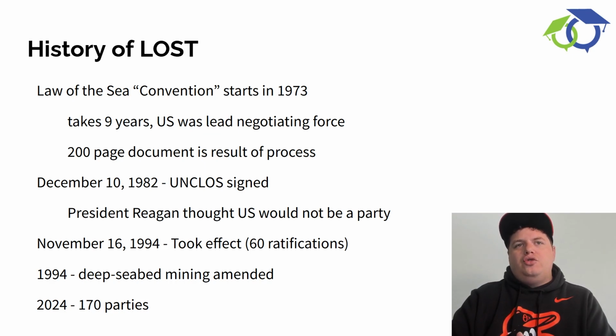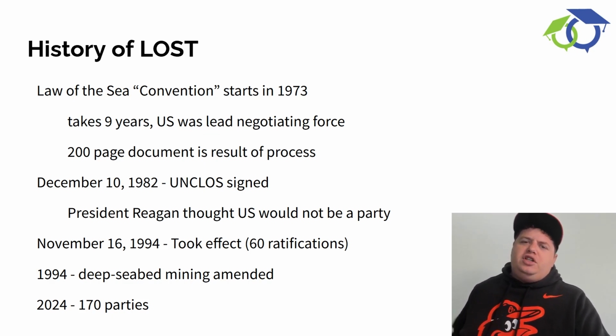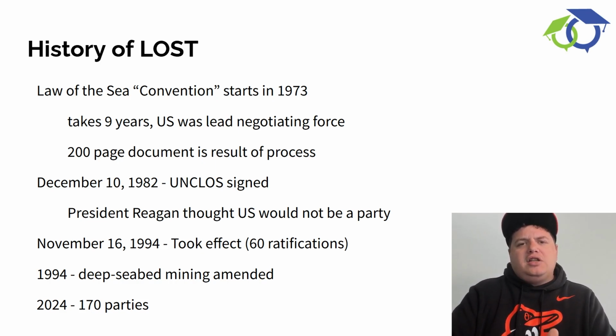So it took 9 years to create this document, and like I said, it goes through 4 different administrations, and by the time it hits 1982, Reagan is the president, and Reagan at the time thought that the United States would not become a party to the Law of the Sea and had different objections to it. In November 1994, the Law of the Sea treaty took effect. Basically, as a part of this treaty and as a part of the ICC, it takes 60 countries ratifying the treaty in order for the treaty to come into force. And it took effect in 1994, so it took functionally 12 years to get those 60 ratifications.